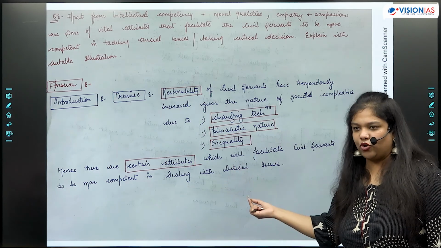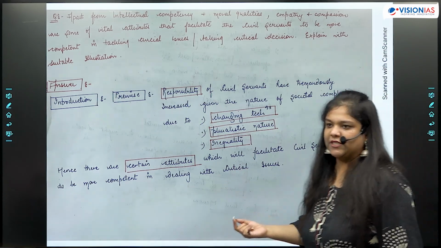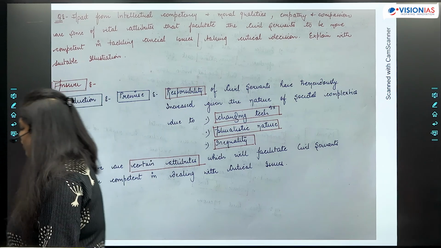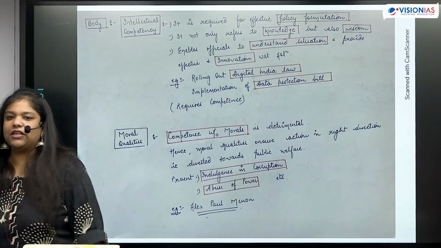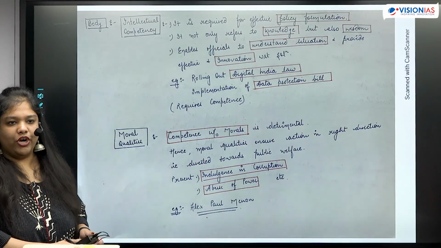Therefore, the responsibility of civil servants has increased. There are certain attributes which are expected out of a civil servant. Now, what are those attributes? The first is intellectual competency and moral quality.